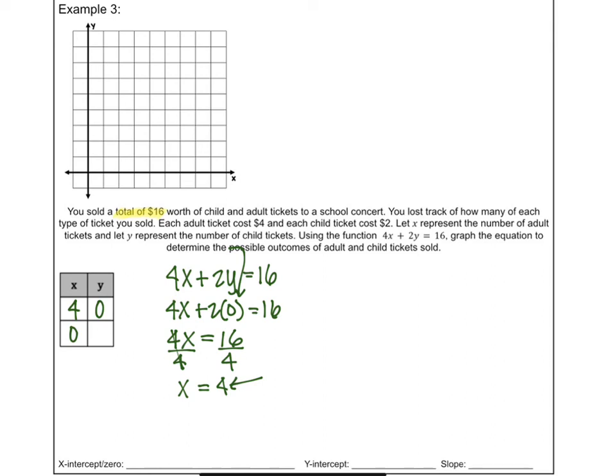Now let's find my y-intercept. Plugging in 0 for x. So this time I'm going to be looking at my by equals c. So that is 0, so I'm just looking at 2y equals 16, divided by 2 on each side. Y equals 8. So when I plug in 0 for x, I get a y value of 8.